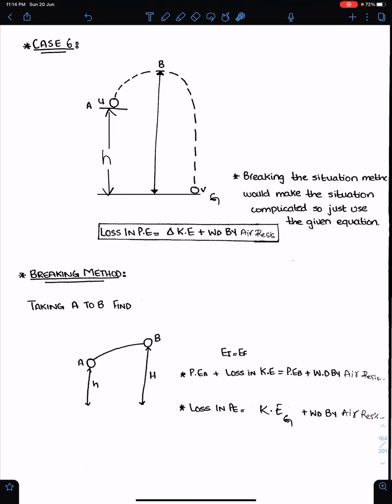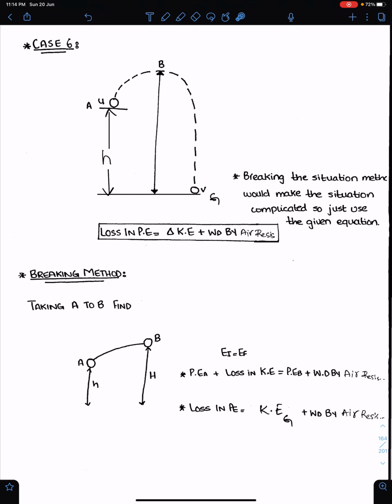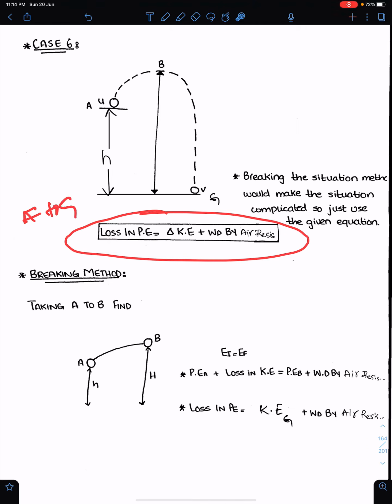Case 6. This particle is projected in the air, and this is the motion of this particle from A to G. So from A to G, and there is air resistance here and here. So from A to G motion, you can use this equation: loss in potential, change in kinetic, work done by air resistance. So this equation is for the motion from A to G.